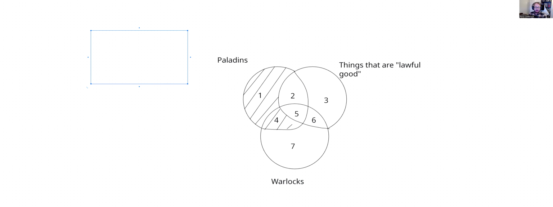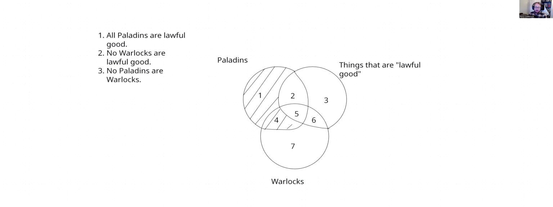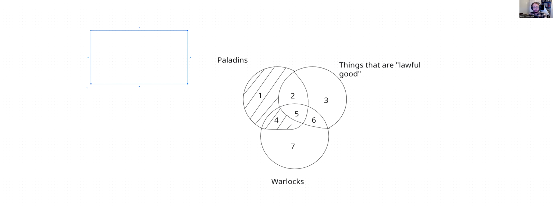Okay, so a few of you guys said 2 and 5. If you shaded 2 and 5, remember shading says that if you shade something, it means there's nothing in that subcategory. Think about shading as though you've put up a bunch of construction tape, where nobody can go in there. That's what shading means. So 1 and 4 would be indicating that there's nothing that's a paladin that isn't lawful good. If you shaded 2 and 5, it means there are no paladins that are lawful good. That's the opposite of what number 1 is saying, right?